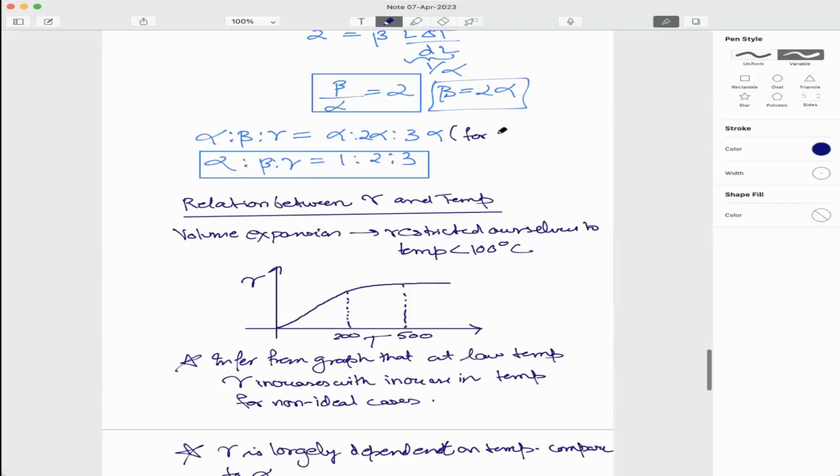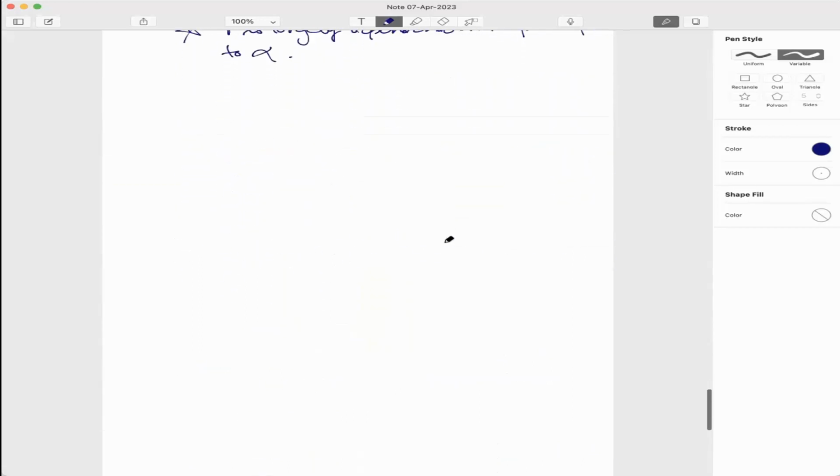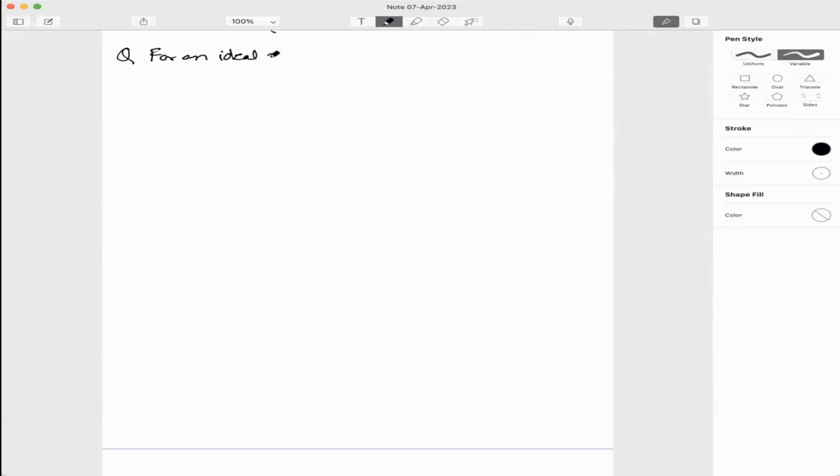I want to point out that this is there for isotropic solids, like amorphous solids, which are isotropic in nature. Generally crystalline solids are anisotropic, where when you change the temperature, the expansion in different directions changes differently. So that is anisotropic.